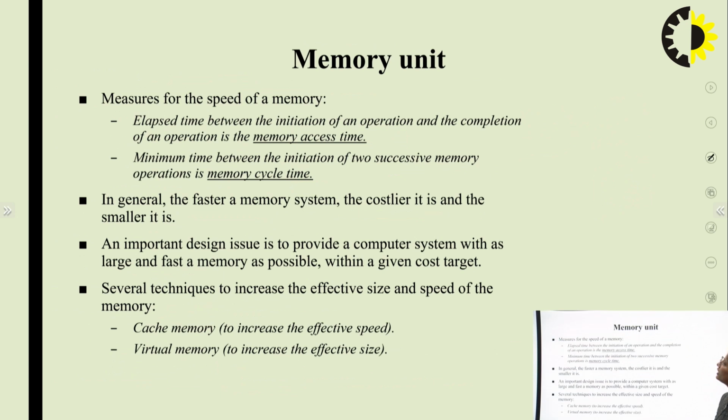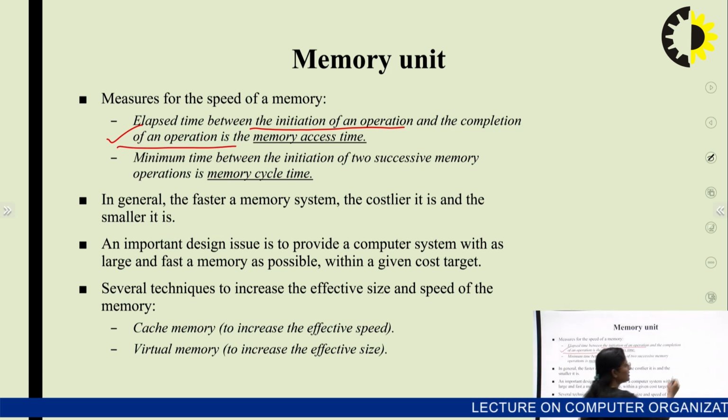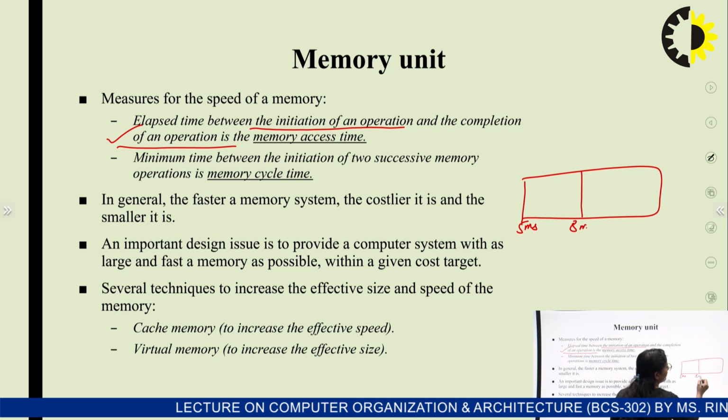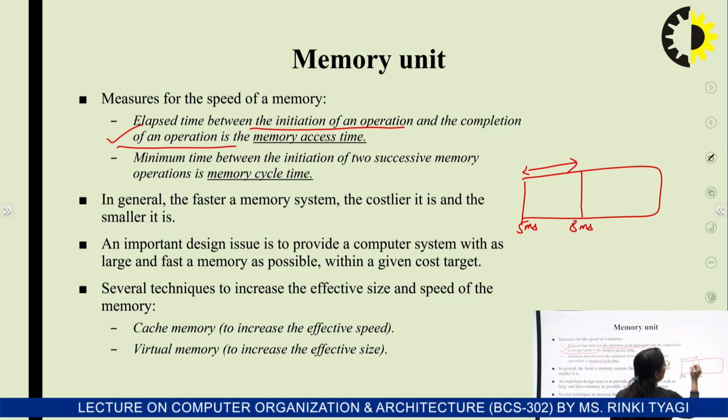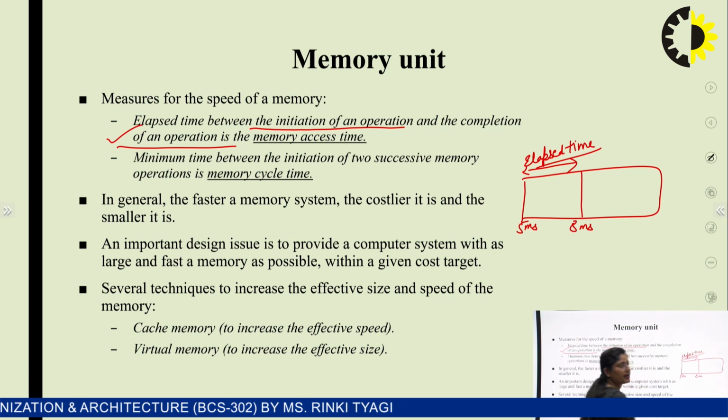So moving ahead, the measures for the speed of a memory. On that basis we are going to check the speed of our memory. The first measure is elapsed time. The elapsed time is the time between when we initiate the operation and when the operation is complete. Like we start the process at 5 milliseconds and the operation is completed at 8 milliseconds. So this time is known as your elapsed time. The elapsed time will be 5, 6, 7, 8, that is 3 milliseconds.